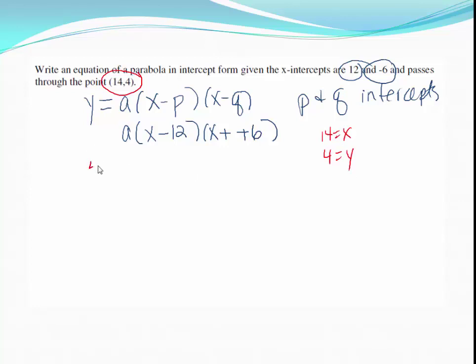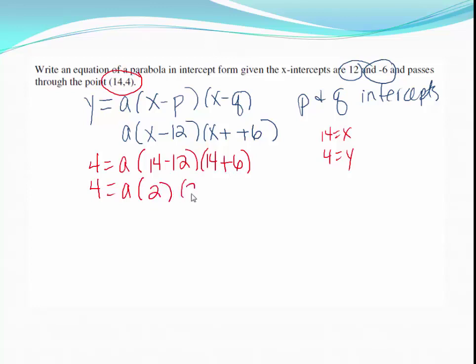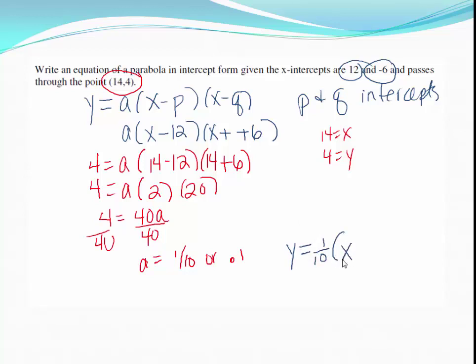So my y variable is 4. I still don't know a, but my x is 14. Same x again. So I'm going to go 4 is equal to a times 14 minus 12, or sorry, 14 minus 12 is 2. 14 plus 6 is 20. Multiply those together. Solve for a. One-tenth or 0.1, however you want to write it. So y is equal to 1/10 times x minus 12 and x plus 6. So there's my equation.